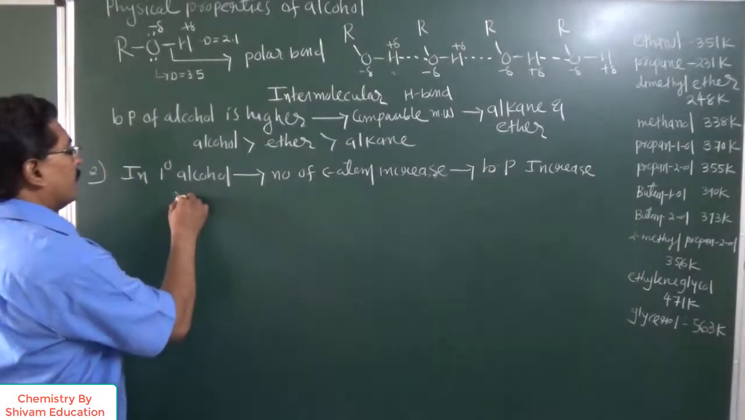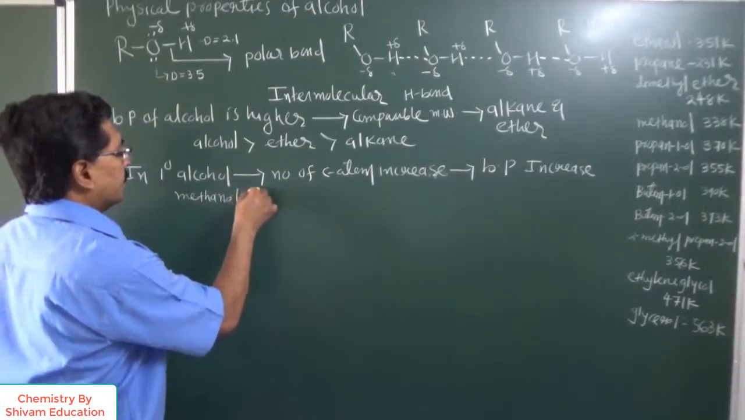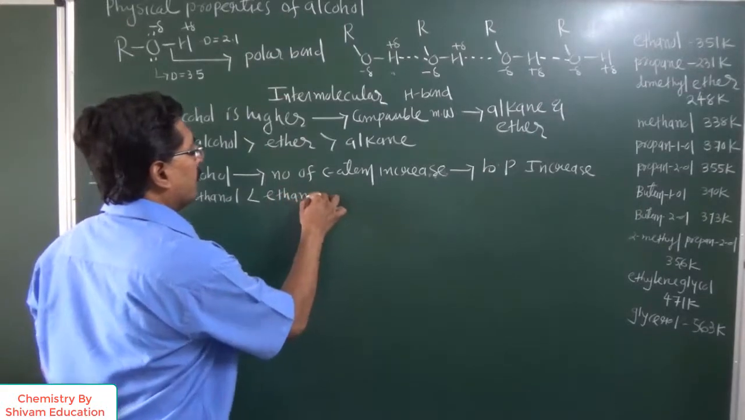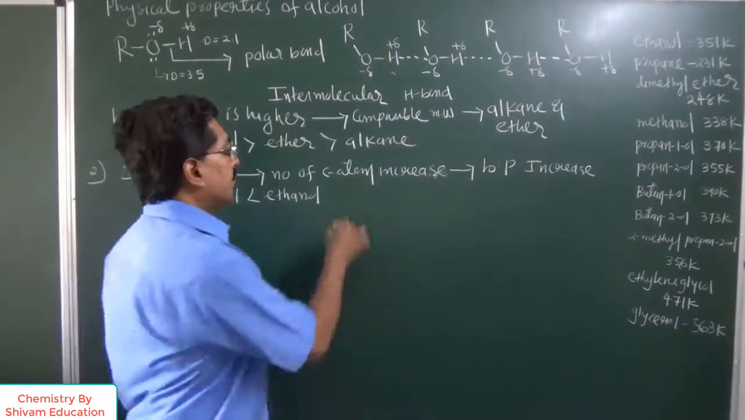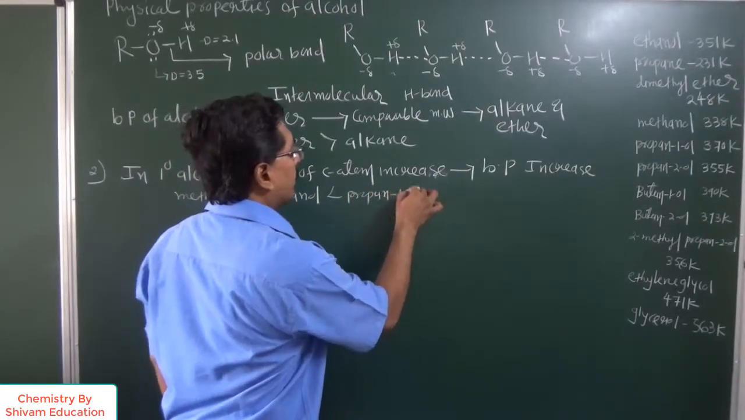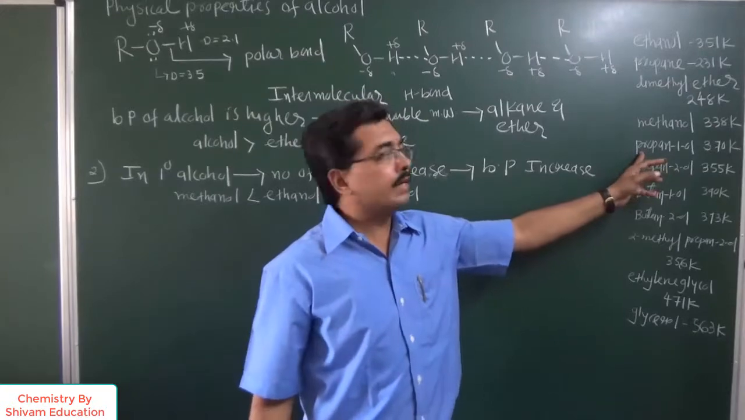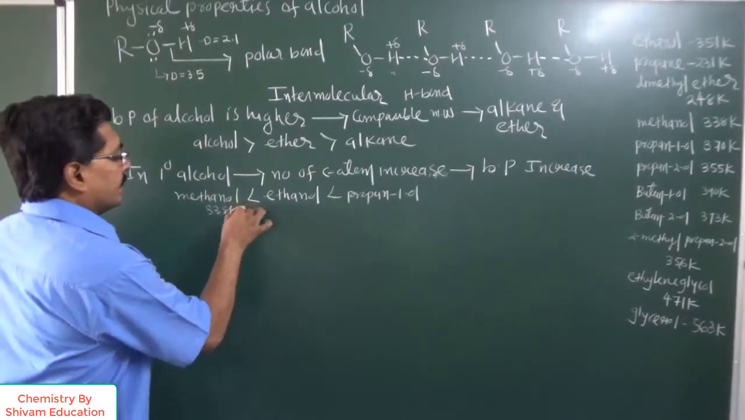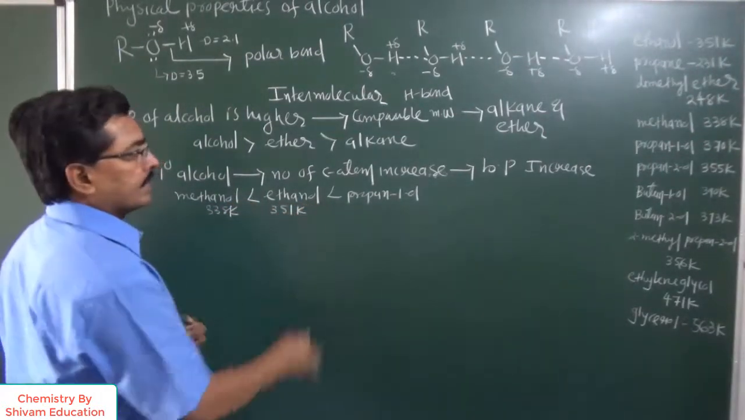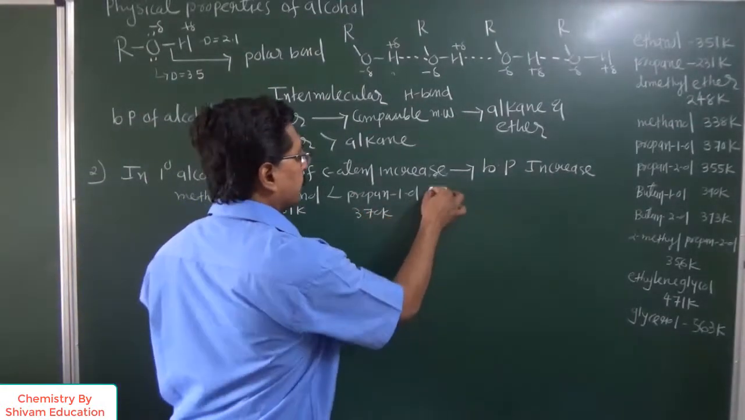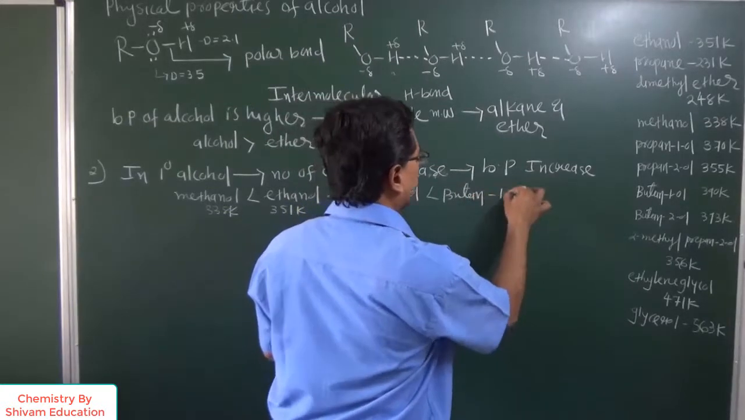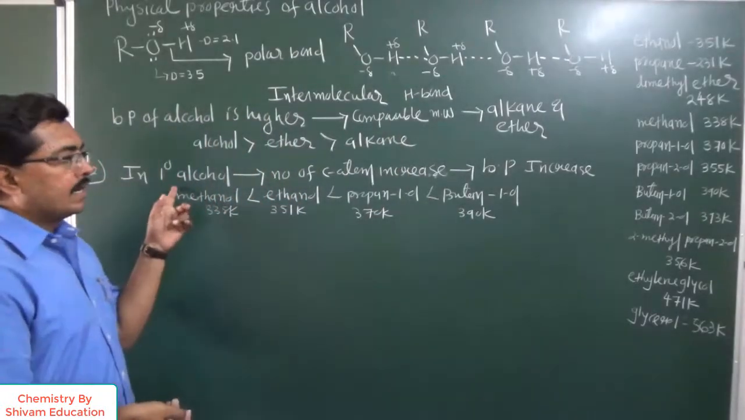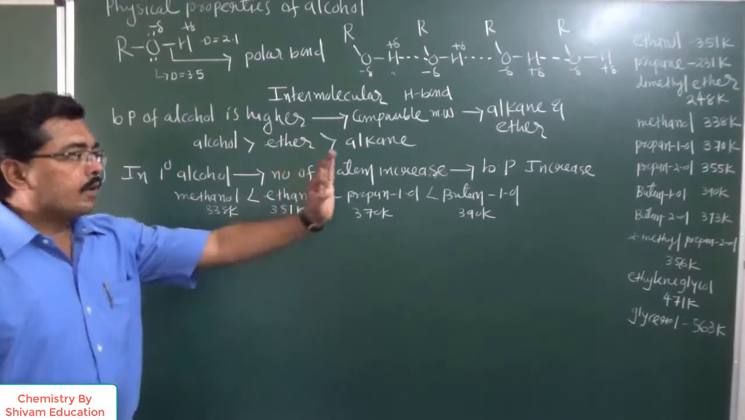So when we take methanol, it has the lowest boiling point. Just check that the methanol boiling point is 338 Kelvin. As the number of carbon atoms increases, in ethanol the boiling point is 351 Kelvin. When we take propan-1-ol, the boiling point is higher, 370 Kelvin. So constantly it is increasing. Methanol 338 Kelvin, ethanol 351 Kelvin, propan-1-ol 370 Kelvin, and in the case of butan-1-ol, the boiling point will be 390 Kelvin. So in the case of primary alcohol, as the number of carbon atoms increases, its boiling point will increase.